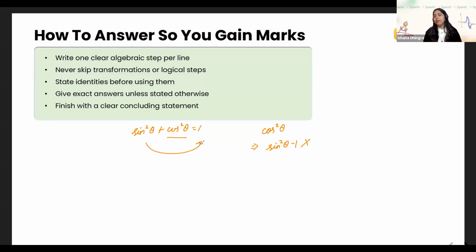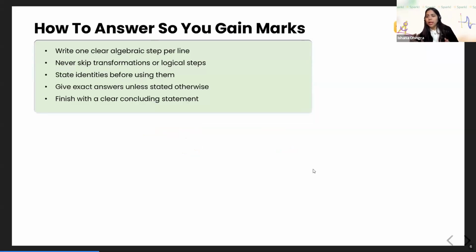Yes. And then we have to finish with a clear concluding statement. We should have a conclusion written at the end of the answer. I hope this part till here is clear to everyone. Okay. Keep giving me thumbs up so I know that you are there listening.